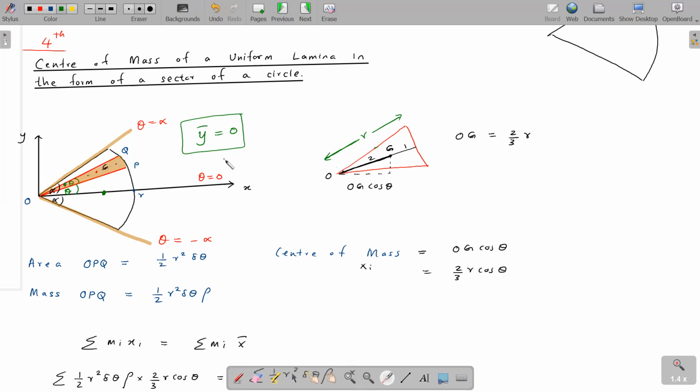So we don't need to take any effort on that. Okay, so coming back to our strip, you know what we do? First thing we do is we get the mass of the strip. The next thing we do is we get the center of mass of the strip.